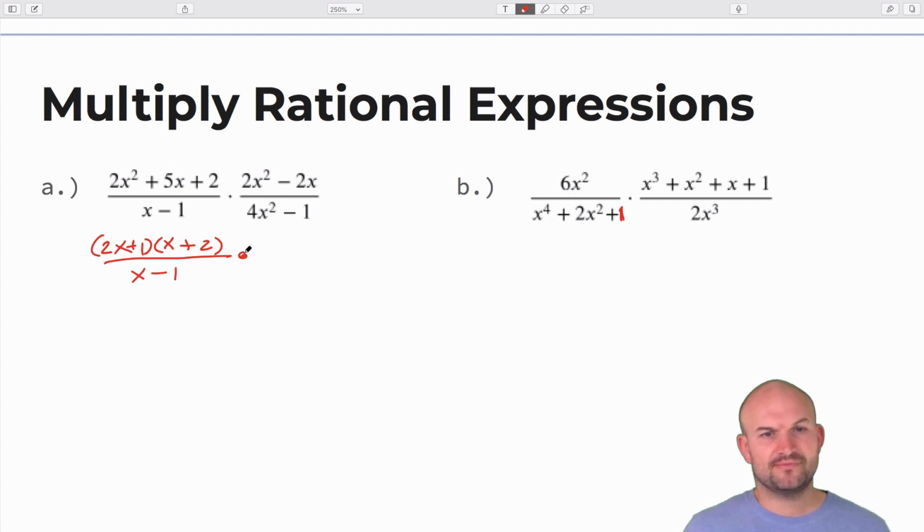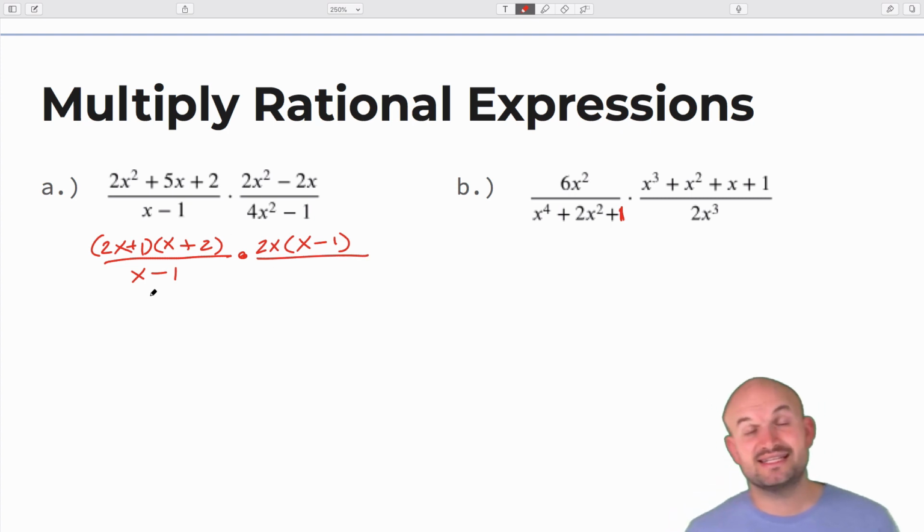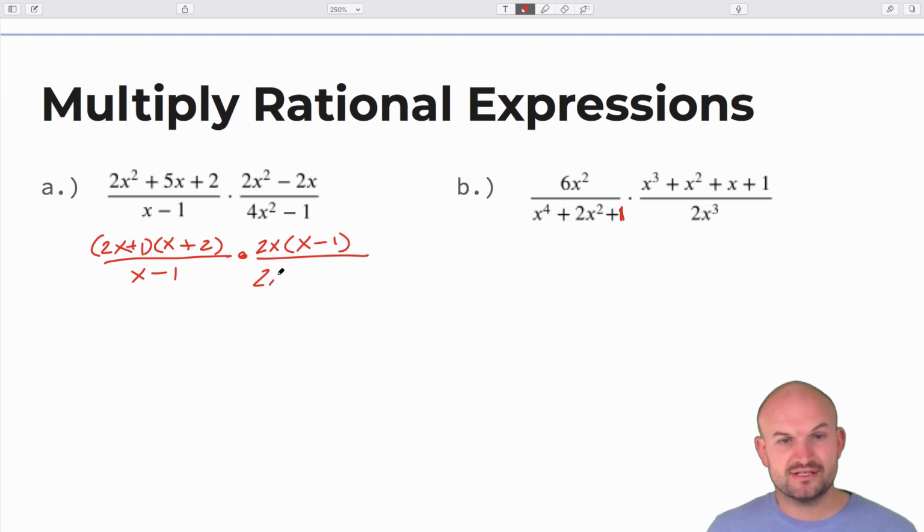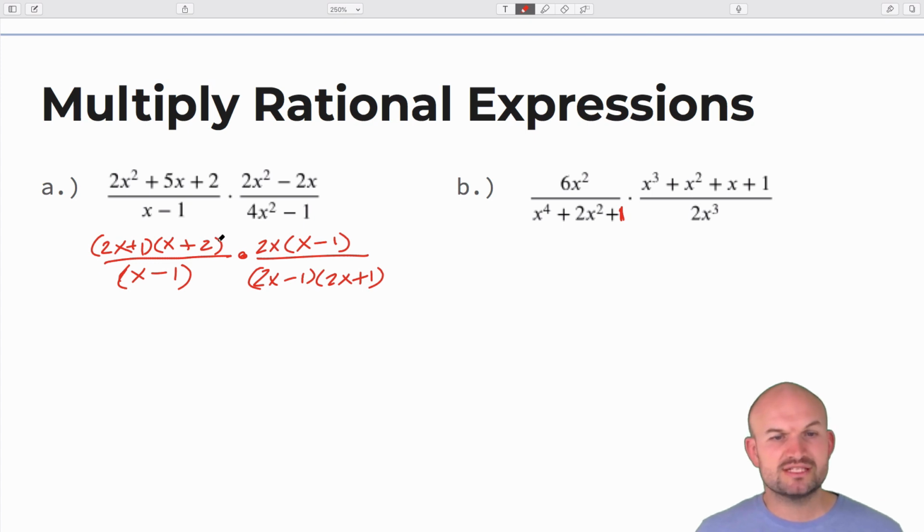That's nice and easy. Here I can factor out a 2x, leaving me with x minus 1. And here I can see this is a difference of 2 squares, but now I have a coefficient here, which is fine. So that's going to be a 2x minus 1 times a 2x plus 1. Sometimes it might be easier to put the quantities there. Okay, so now you can see the x minus 1's divide out, the 2x plus 1's divide out.